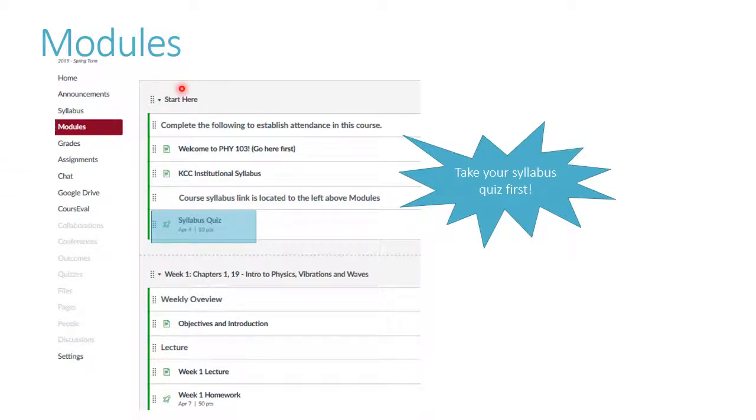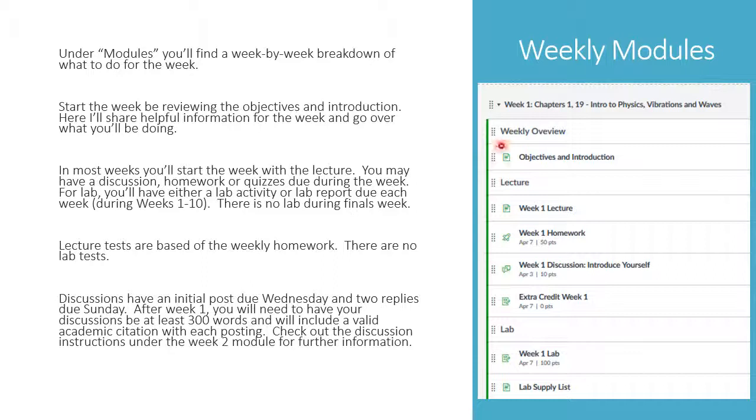Below the Start Here link is a weekly breakdown, week by week, of all of your work for the course. So the heading for each week will tell you the chapters that we're going to be covering that week. And at the very top of each week, there's an objectives and introduction section. And in that, I'll let you know what your weekly breakdown of what you should be doing for the week and any other information that's helpful to you to getting your assignments done for the week. So you'll want to check that area out first.